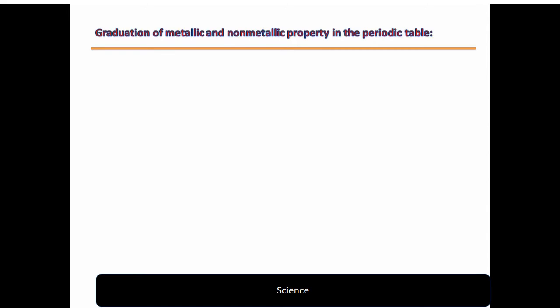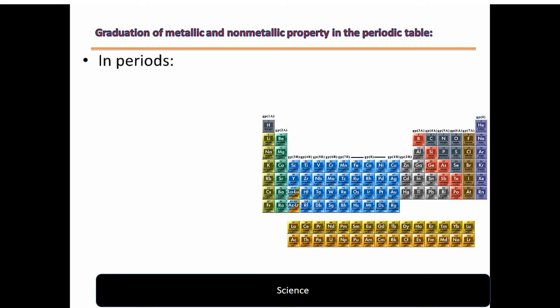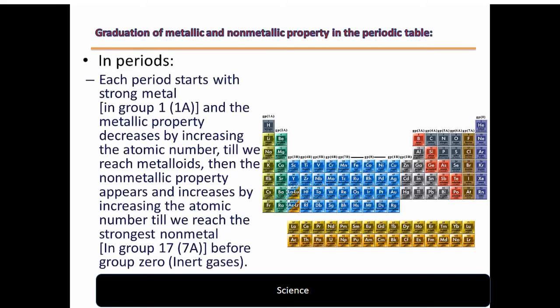Let's talk about gradation of metallic and non-metallic property in the periodic table. First, let's talk about them in periods. Each period starts with a strong metal in group 1A. Then the metallic property decreases gradually by increasing the atomic number. So metallic property decreases in periods by increasing the atomic number, till we reach metalloids.